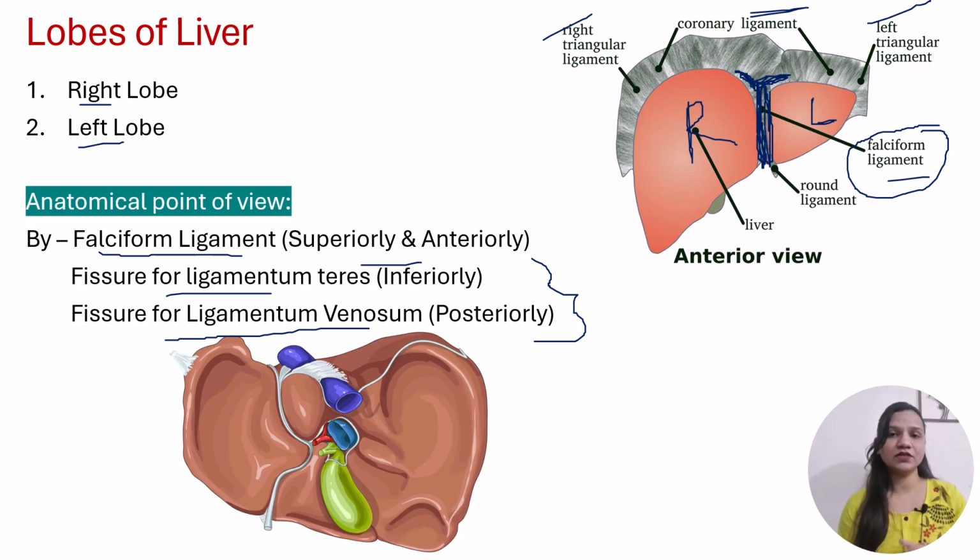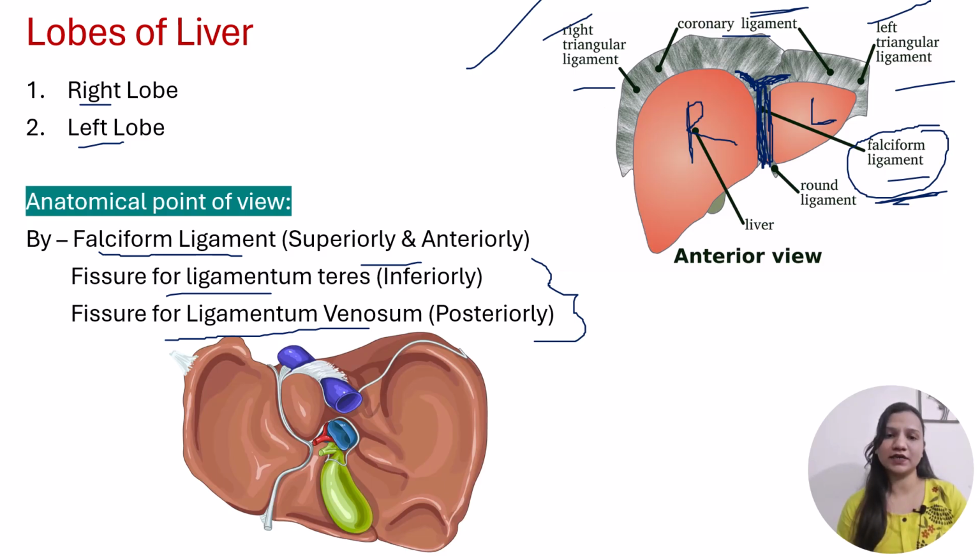the liver. We have seen the true ligaments. All these present on this picture are the true ligaments: the right triangular ligament, left triangular ligament, coronary ligament, and falciform ligament. These are the true ligaments of the liver, which are the peritoneal folds attached to the liver.